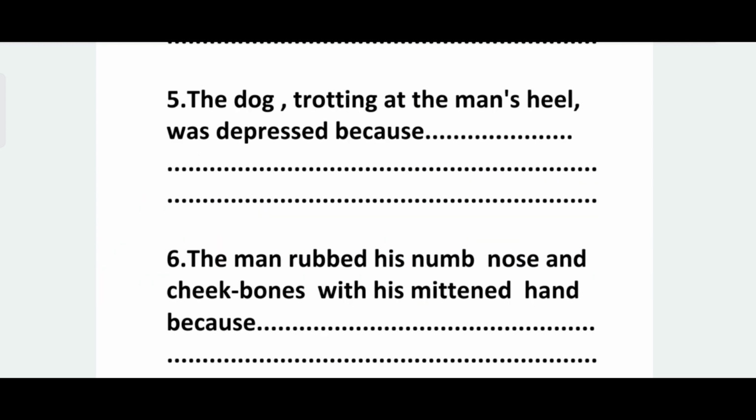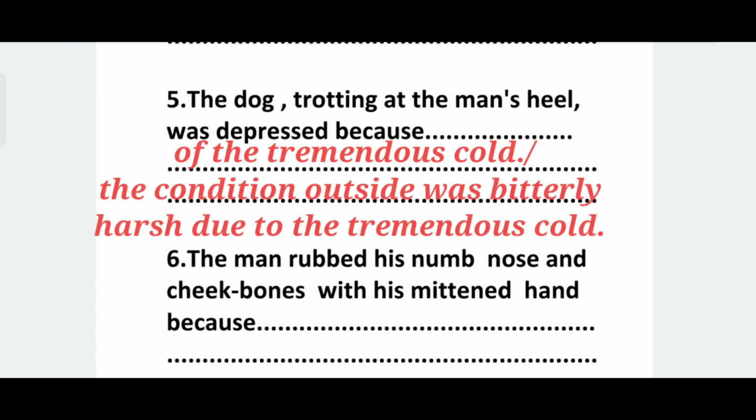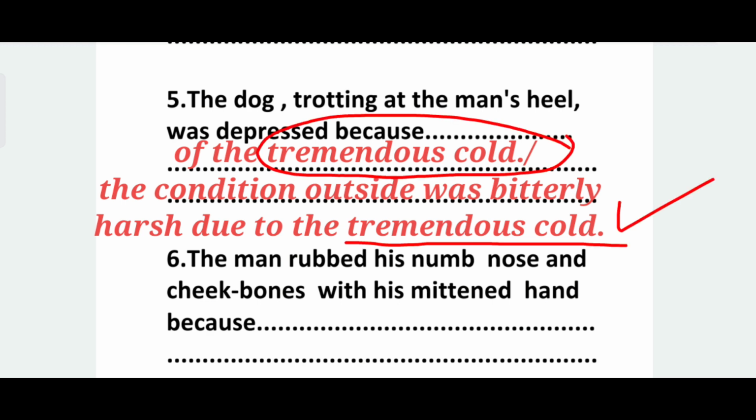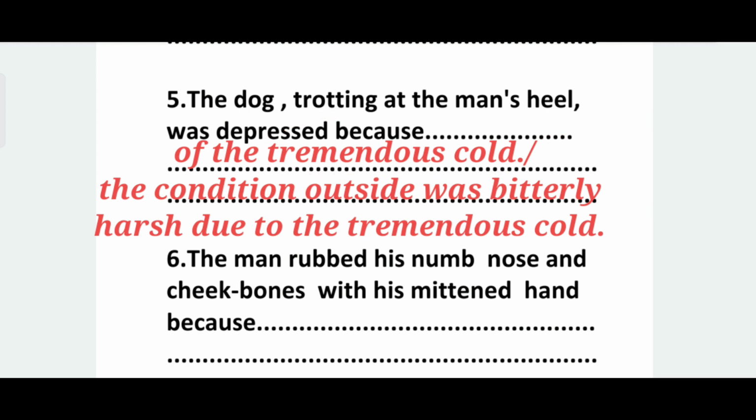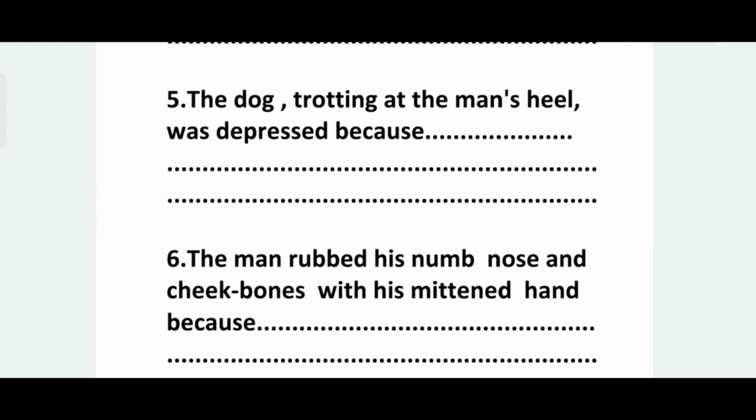Question 5. The dog trotting at the man's heel was depressed because... The big native husky dog trotting at the man's heel was depressed because of the tremendous cold. Or you can elaborate a little: because the condition outside was bitterly harsh due to the tremendous cold. The key expression here is tremendous cold. That has to be there. And after that, you may frame your own reason in your own words.